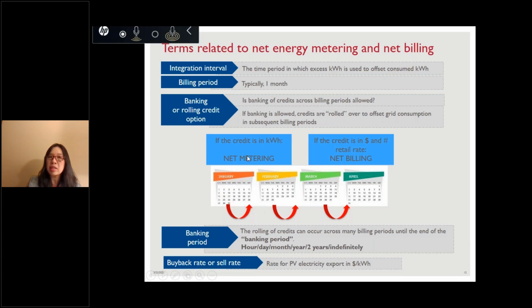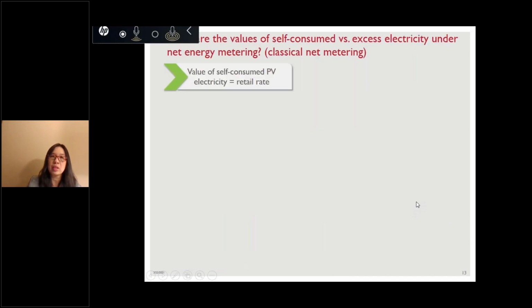So under net metering, that banking would be in kilowatt hour, and under net billing, that banking would be in monetary units. And the banking period is the period over which the banking is allowed, and that can be 1 year or longer. And the buyback rate or the sell rate is a rate for PV electricity export in dollars or monetary unit per kilowatt hour.